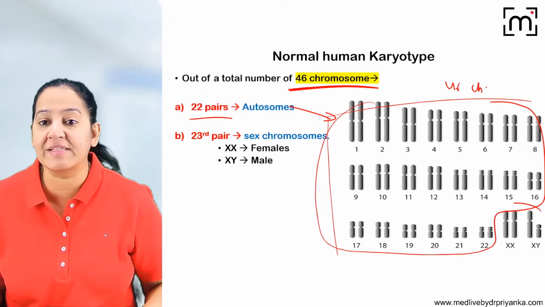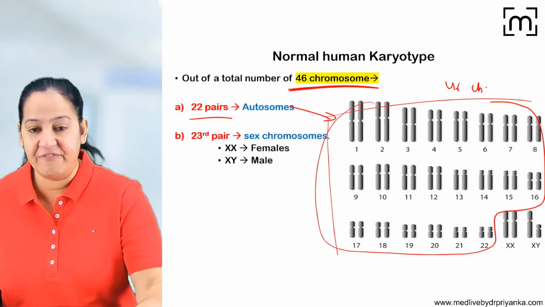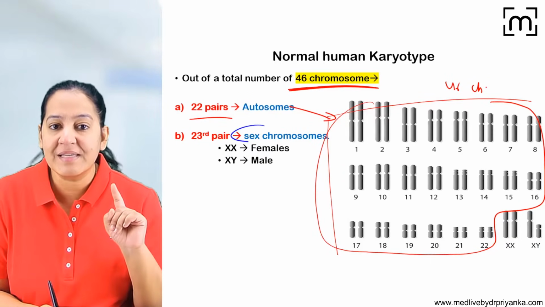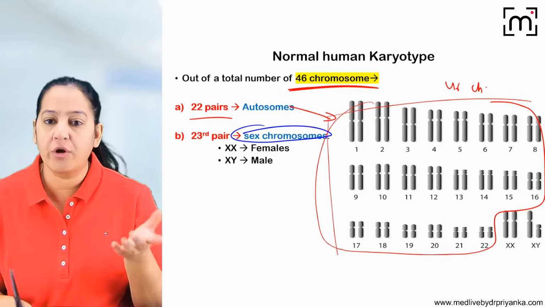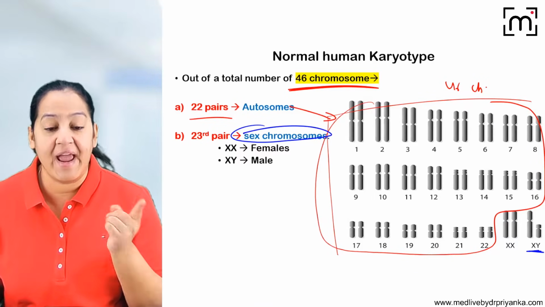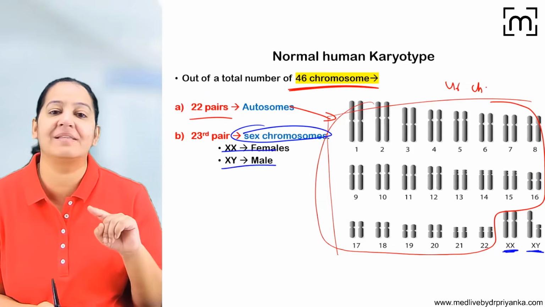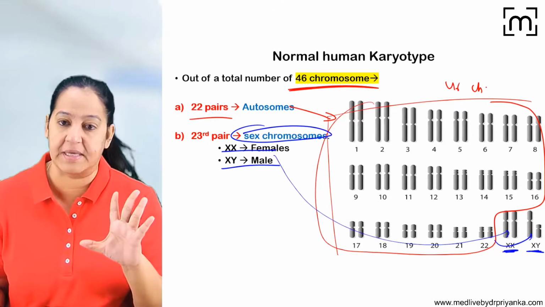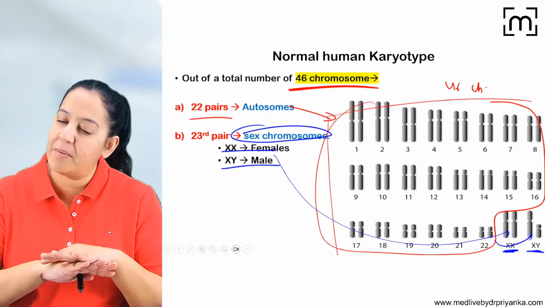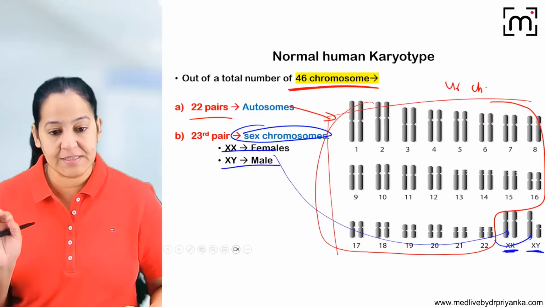The last pair, you can see the 23rd pair. The last pair is different in male and in female. So this one is known as the sex chromosome. It determines the gender of the individual. We all know in males it's XY and in females it's XX. So in females it's XX, in males it's XY. The last pair differs in male and female depending on the gender of the person. But the first 22 pairs are common in everyone, whether the person is male or female. So this is the normal karyotype.